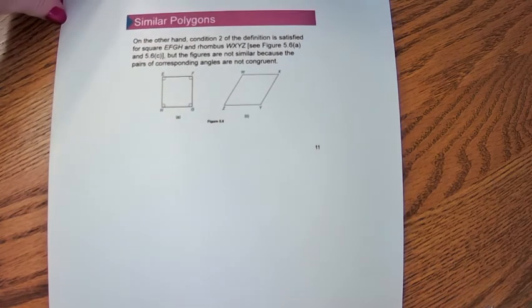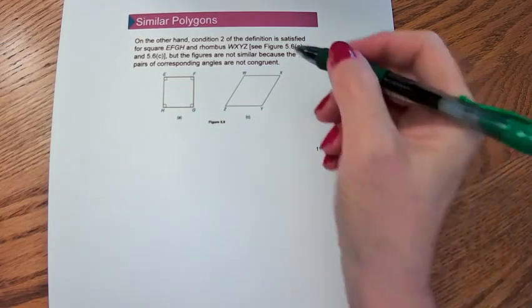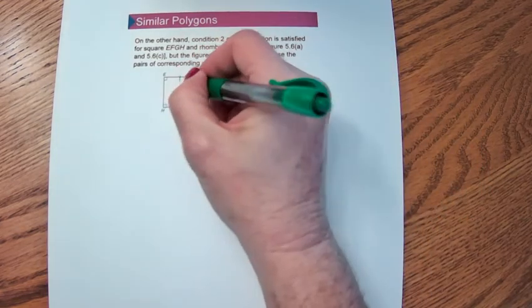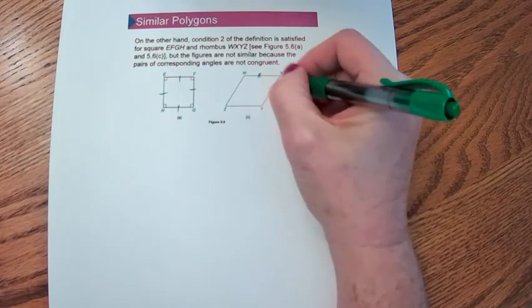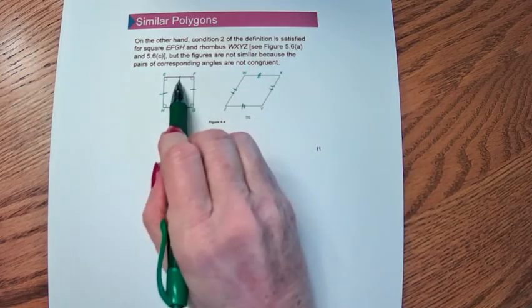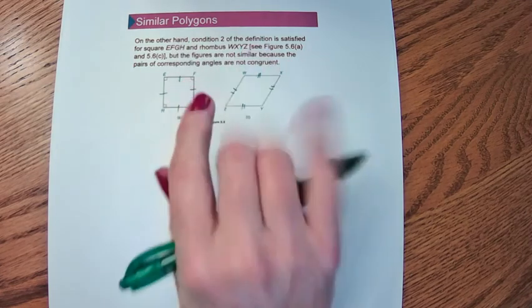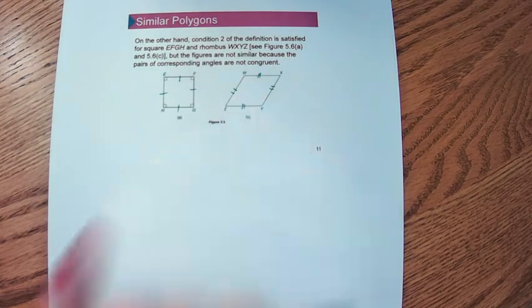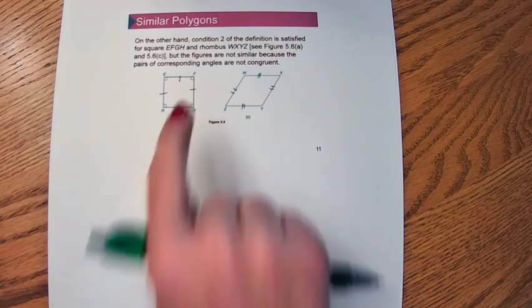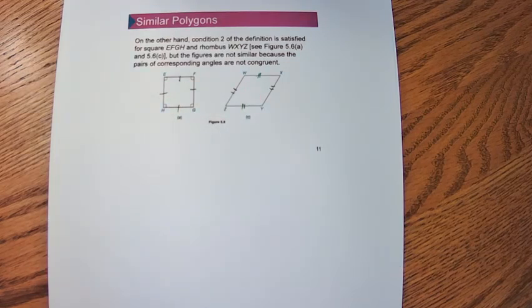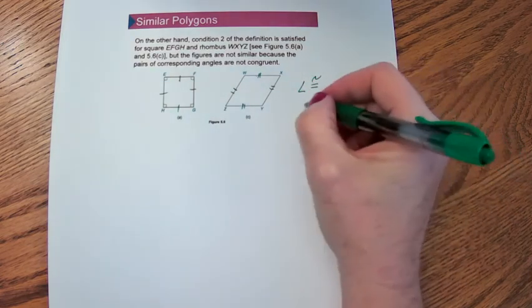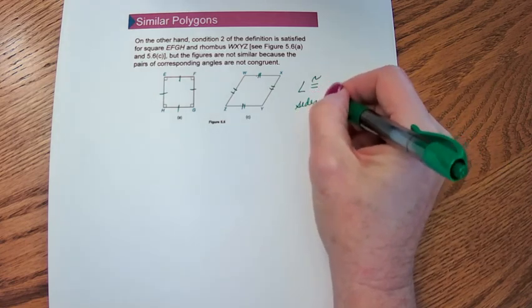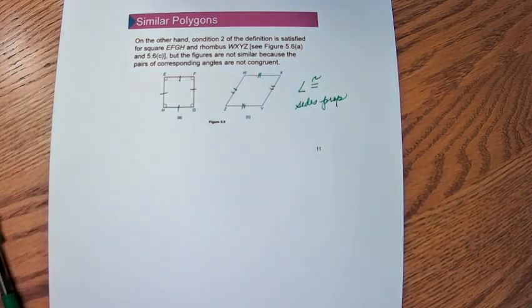And here's condition 2. Condition 2 said the side lengths have to be in the same proportion. And so if these are all the same size and these are all the same size, these proportions are all going to be the same. So here is an example of a square and a rhombus. The sides are proportional. However, are those 2 shapes the same shape? No, they are not. So not only do the angles have to be congruent, the sides have to be in proportion. Both conditions have to be true for polygons to be considered similar.